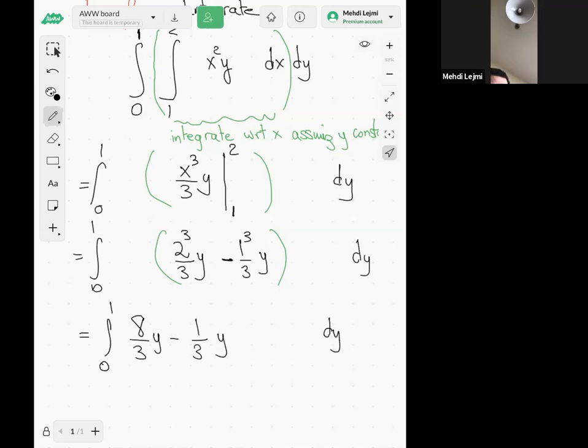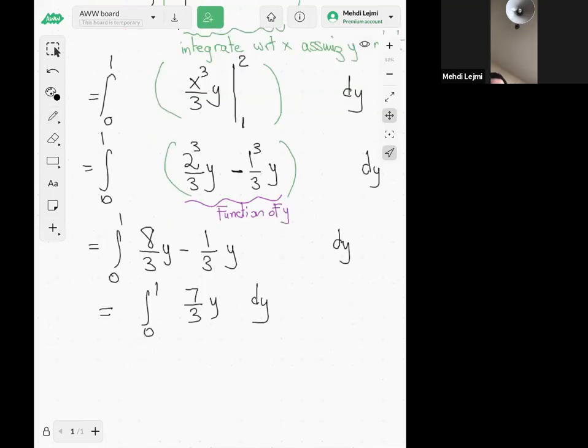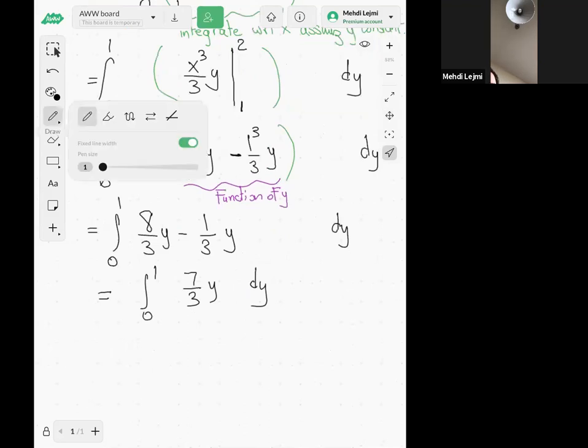That's what I mean by a function of y. As you can see, guys, when you integrate with respect to x, assuming y is a constant, you get a function. This is now a function of y. So 8 over 3 times y minus 1/3 of y is 7 over 3 y dy. Now I can just integrate with respect to y, of course. 7 over 3 is a constant. The integral of y is y squared over 2. So this is 7 over 3 times y squared over 2.